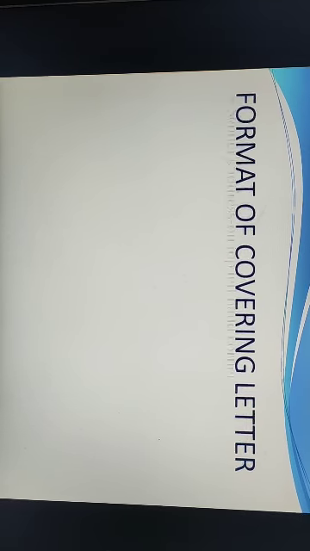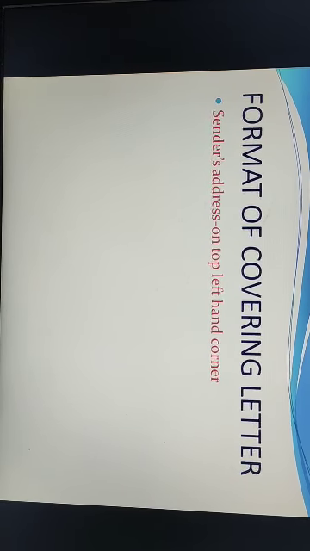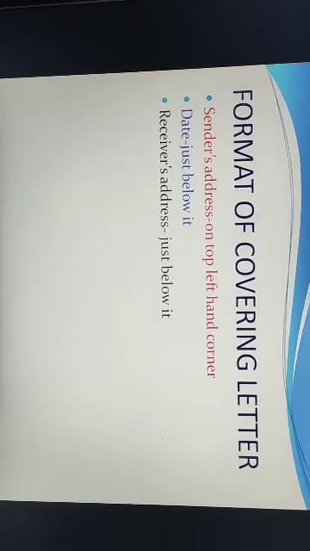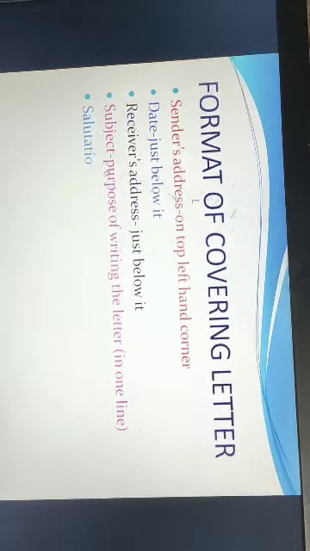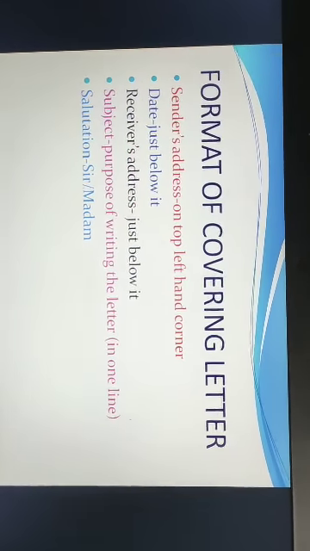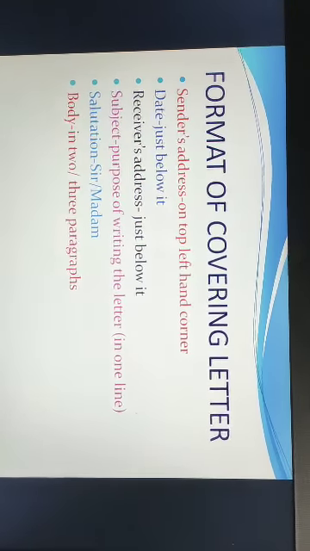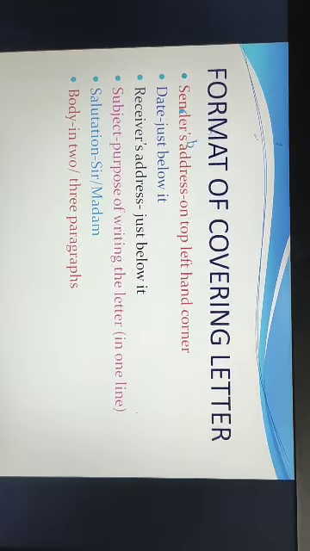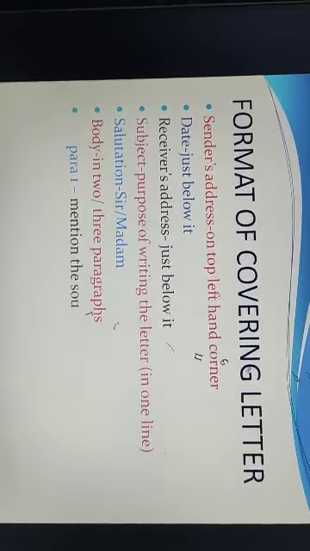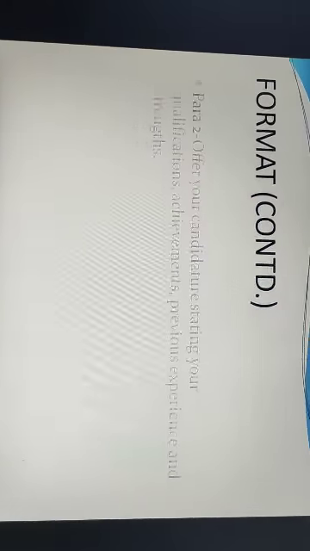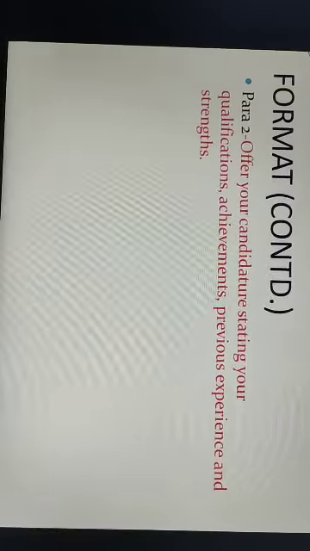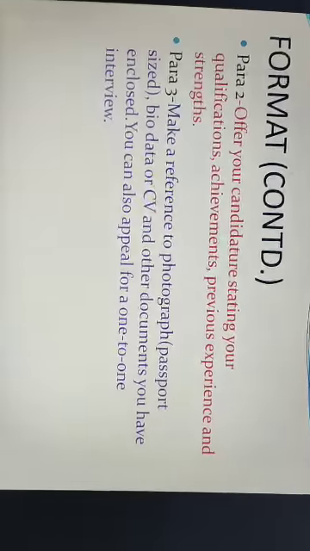Now let us look at the format of a covering letter. You have the sender's address on the top left hand corner, date just below it, and below it is the receiver's address. Then comes the subject, which has to be written in 1 line, and of course it is followed by salutation, that is sir, madam. Then comes the body in 2 or 3 paragraphs. In paragraph 1, you have to mention the source from where you have come to know about the job vacancy, and here you also mention that you are applying for the post. In paragraph number 2, you have to mention the qualifications, achievements, previous experience and strengths.